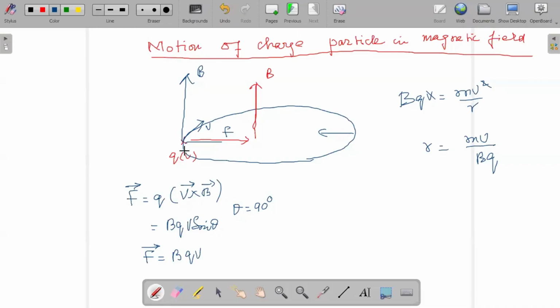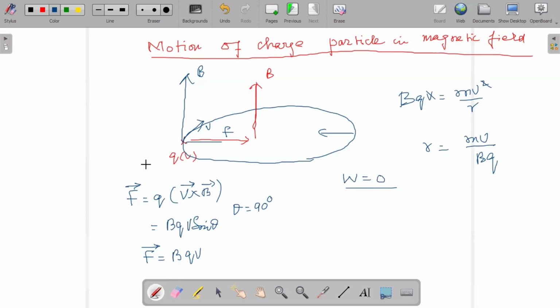This force acts perpendicular to the direction, so the work done by the force is 0. Why is the work done by the force 0? The force is acting towards the center, but the particle is moving tangent to the circle. That means the work done by the force is 0. Work done by centripetal force is 0. But here also the work done by the magnetic Lorentz force, or magnetic force, is 0. This is an important point.